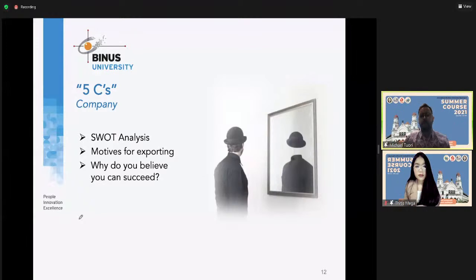So company is about looking at our own company and what we're doing. And we can use SWOT analysis here as well. We can use a lot of different frameworks inside of this piece. So we have the overarching framework, and then within each C, we're going to use a different framework as well. So we can use SWOT analysis. We can look at different things. A really important thing we want to look at is the motives for exporting. Why do we want to export?